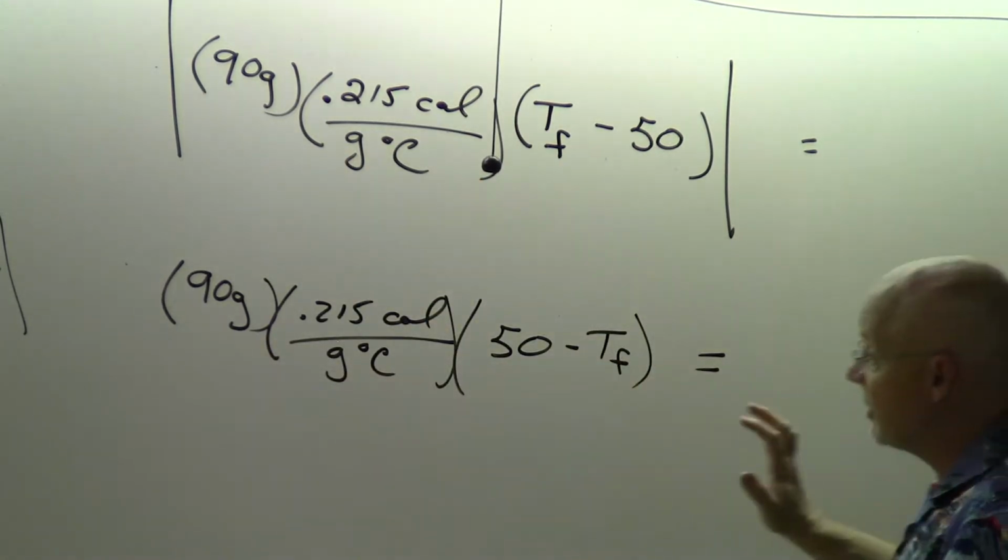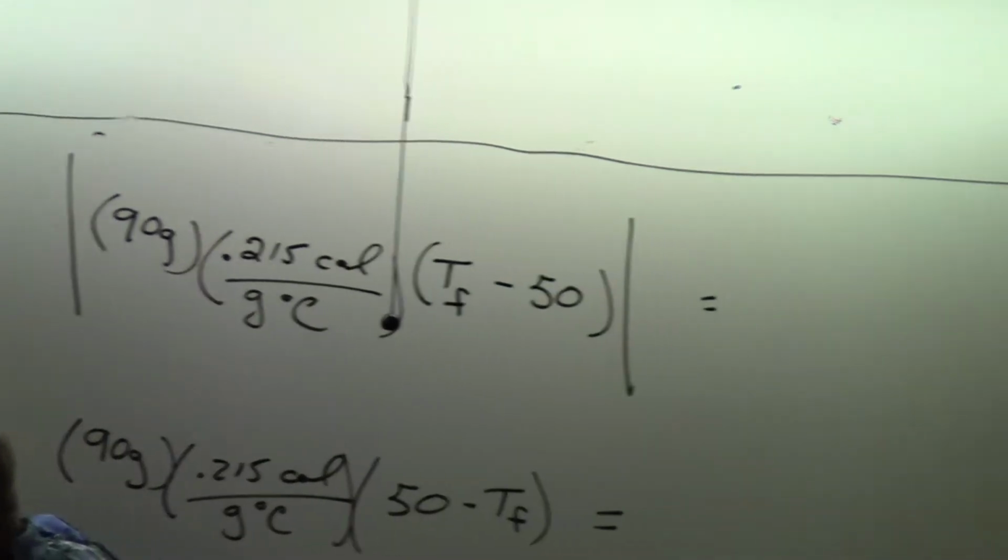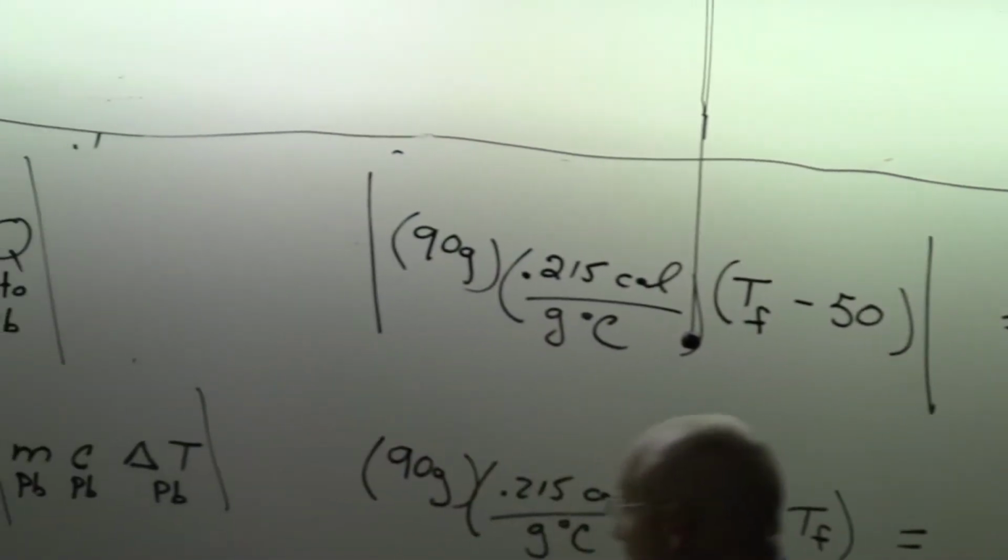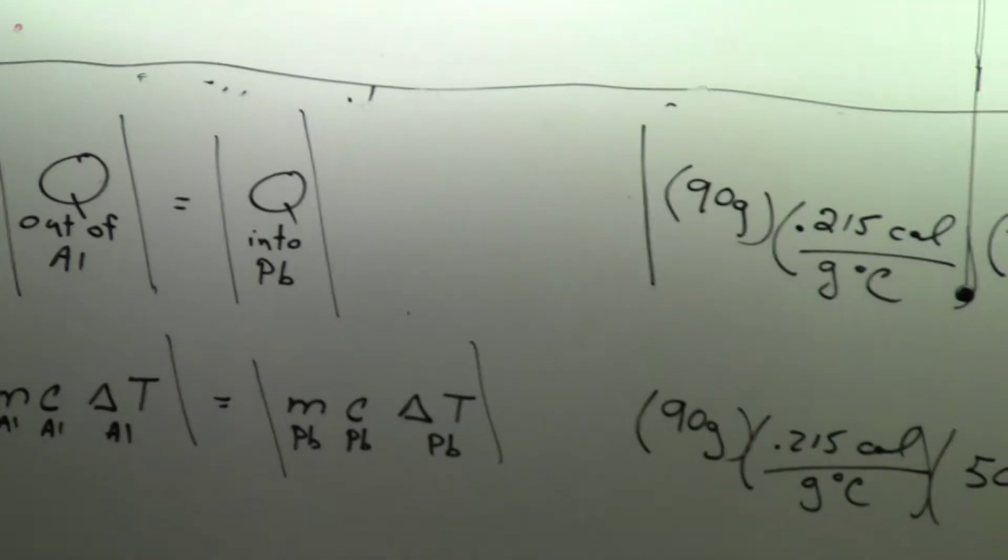Now, the same thing on the other side here. This would then be the heat going into this lead piece. Okay, so the mass is the 300 grams.